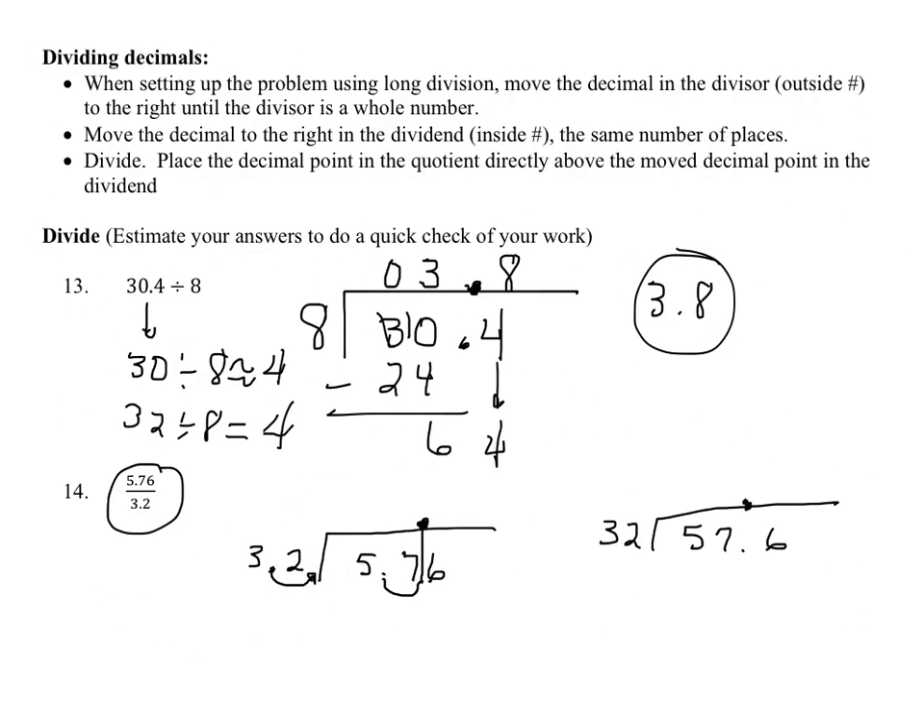32 does not go into 5, but it goes into 57 once. 32, we're going to subtract. 7 minus 2 is 5. 5 minus 3 is 2. And then I'm going to bring down the 6. All right, so I have to decide. I'm going to think about how many times 3 goes into 25, and I'm going to say 8. 8 times 2 is 16, carry the 1. 8 times 3 is 24, add 1 is 25. Woohoo! So my answer is equal to 1.8.